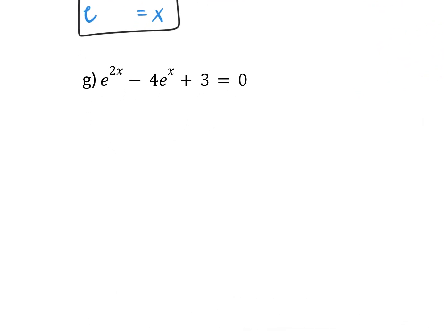Alright, letter G here. If I start moving things around or trying to factor stuff out, the only way I can get e to the 2x is if I have e to the x times e to the x. So even if I moved this 3 over to the other side and I factored out an e to the x, I still wouldn't be able to isolate the x variable from everything else. So we gotta do something else.